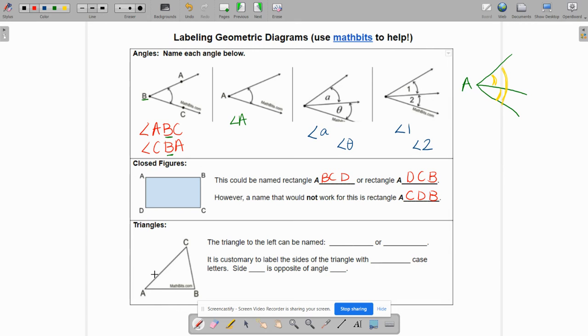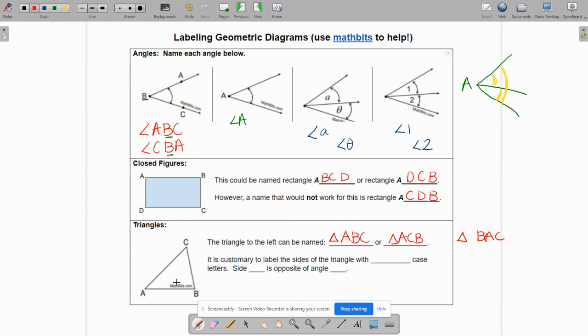For triangles, you can name triangles going either direction as well. You put the triangle symbol. For instance, triangle ABC could work. That's going around counterclockwise. Or if I wanted to go around clockwise, I could say triangle ACB. Now, they don't have to start with A. You could have started with B. So, for example, triangle BAC would work, or BCA, any combination.